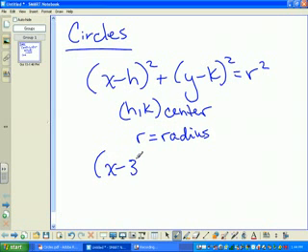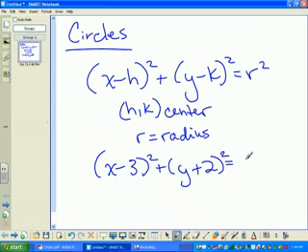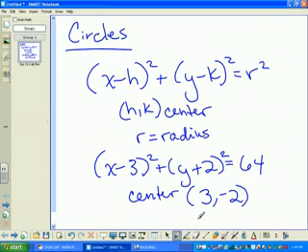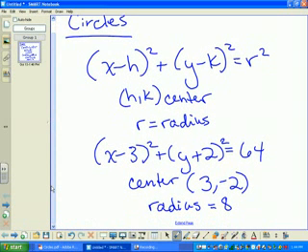Okay, so if I had (x - 3)² + (y + 2)² = 64, what would the center of my circle be? 3, negative 2, because those are located where? In the parentheses. Okay, my radius is going to be 8. Because what is the square root of 64? 8.